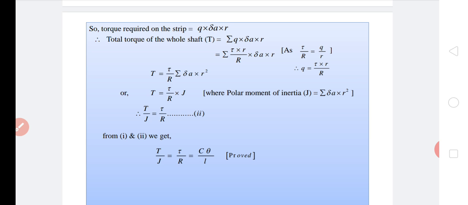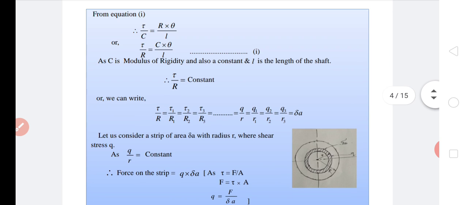As tau by R equals constant, so tau by R into del A into R square, where we can write T equals tau upon R into J, where polar moment of inertia J equals summation of del A into R square. T upon J equals tau upon R, that is equation 2. Here we get T upon J equals tau upon R.